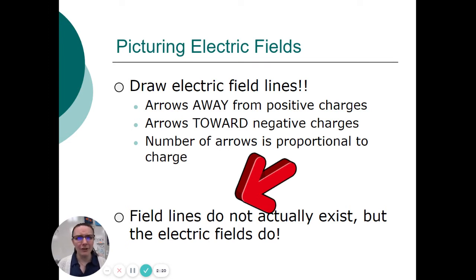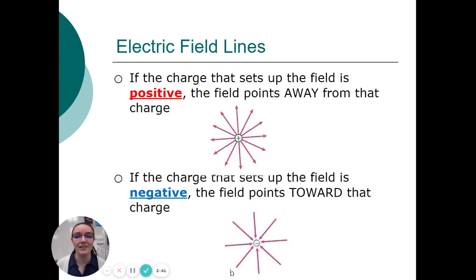Those arrows don't actually exist in real life. You can't put on a special pair of glasses to see those arrows around you. But electric fields do actually exist. These are real things where you can figure out how big a force is around an area. So here is what some field lines look like.